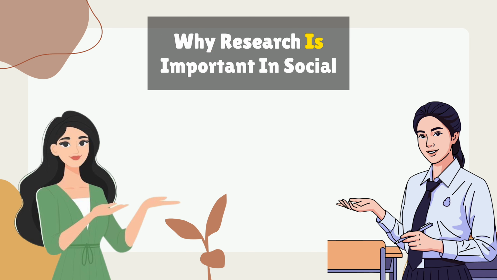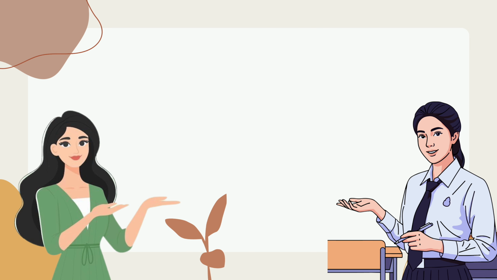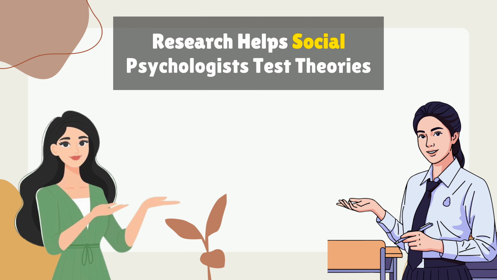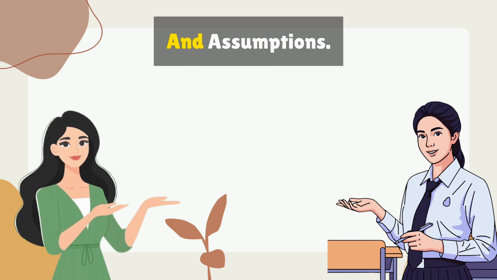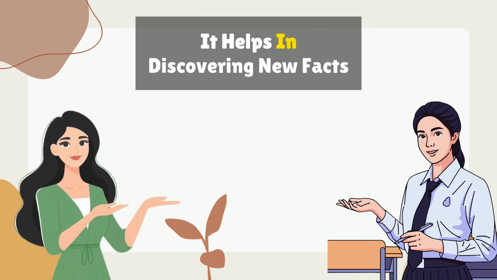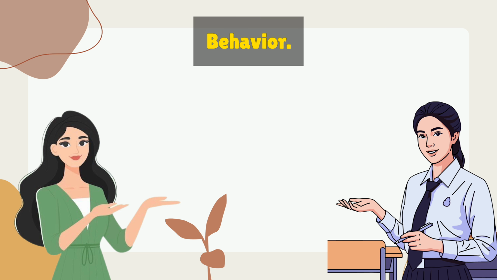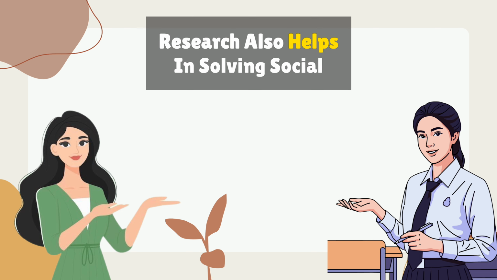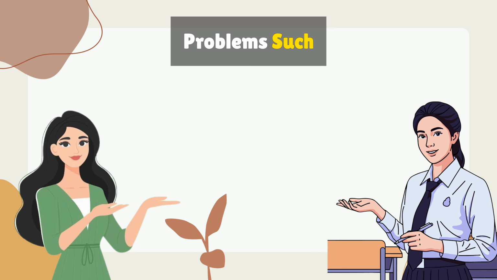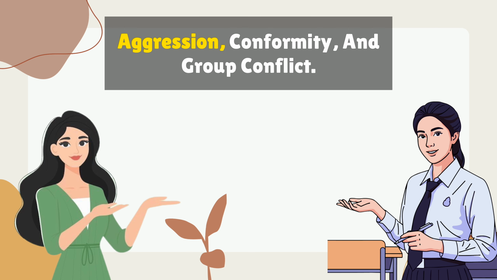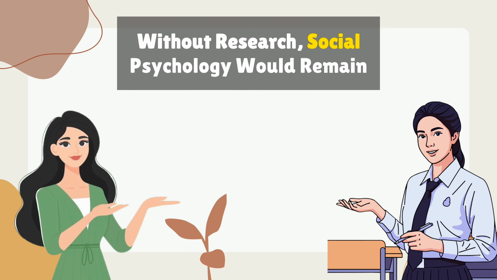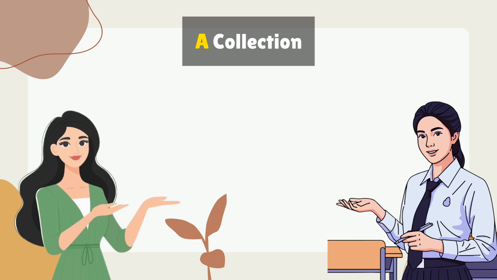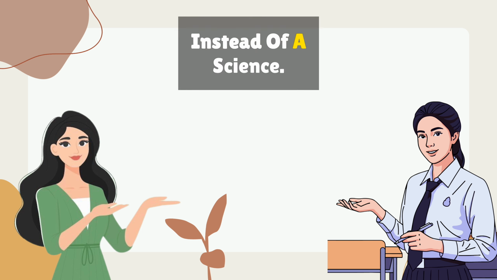Why research is important in social psychology? Research helps social psychologists test theories and assumptions. It helps in discovering new facts about social behavior. Research also helps in solving social problems such as prejudice, aggression, conformity, and group conflict. Without research, social psychology would remain a collection of opinions instead of a science.